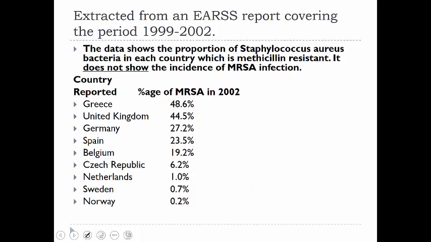So here's just a little bit of information given about MRSA. It shows the proportion of that bacteria which is methicillin resistant. It doesn't show the incidence, so we're not talking about how many people. We're just saying how many of the bacteria that people got was actually methicillin resistant. I want you to notice that Greece and the United Kingdom have higher amounts. And then we have the Czech Republic, Netherlands, Sweden, and Norway at much lower percentages. Now the question is why would it be different between Greece and the United Kingdom and really kind of the rest of the countries listed here?